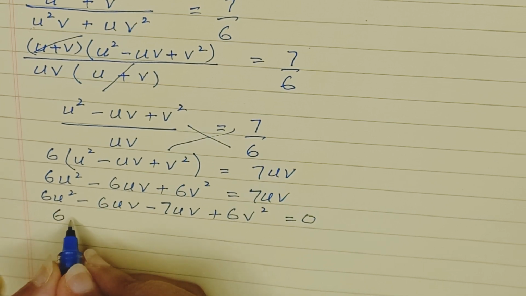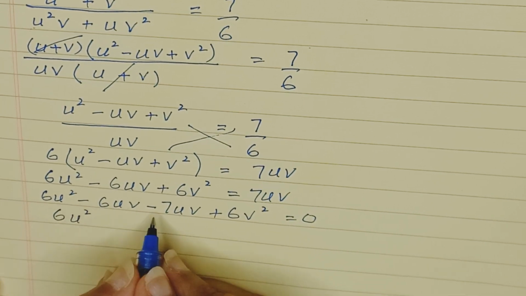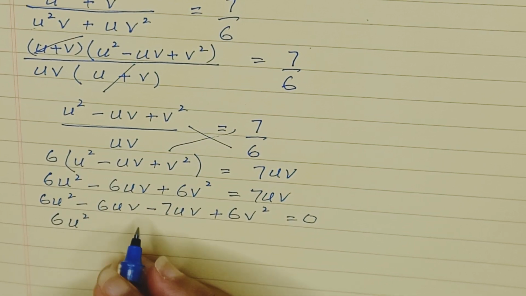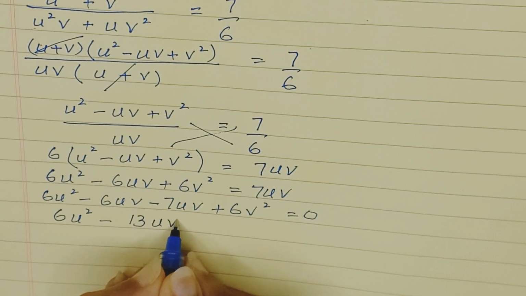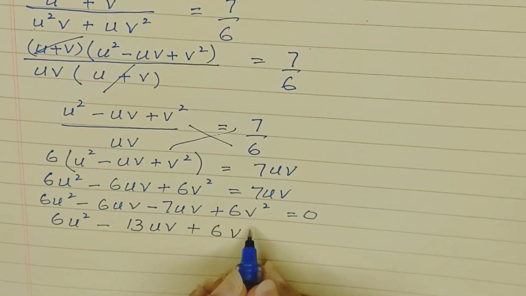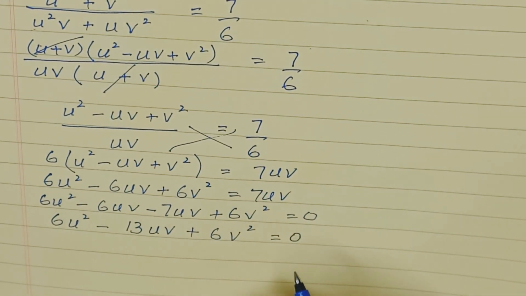6u^2, minus 6uv minus 7uv, which is minus 13uv, plus 6v^2, which is equal to 0.